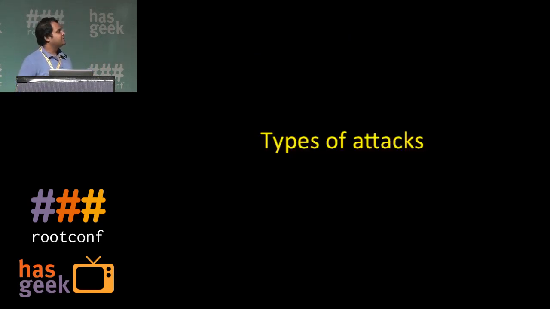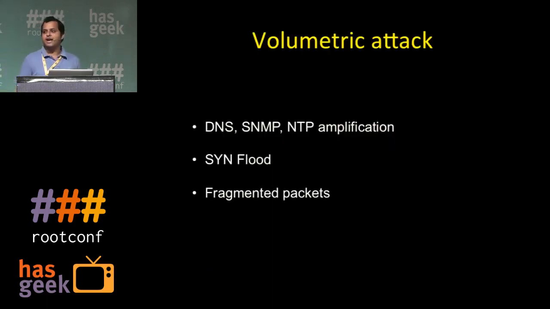What are the different kinds of attacks? First, we have the volumetric attack. It's mostly an attack which is trying to consume all the bandwidth that you have. It is not necessarily causing an outage of your service. It's just making it unavailable. Very common methods are DNS amplification, SNMP, NTP, and SYN floods, and also fragmentation.